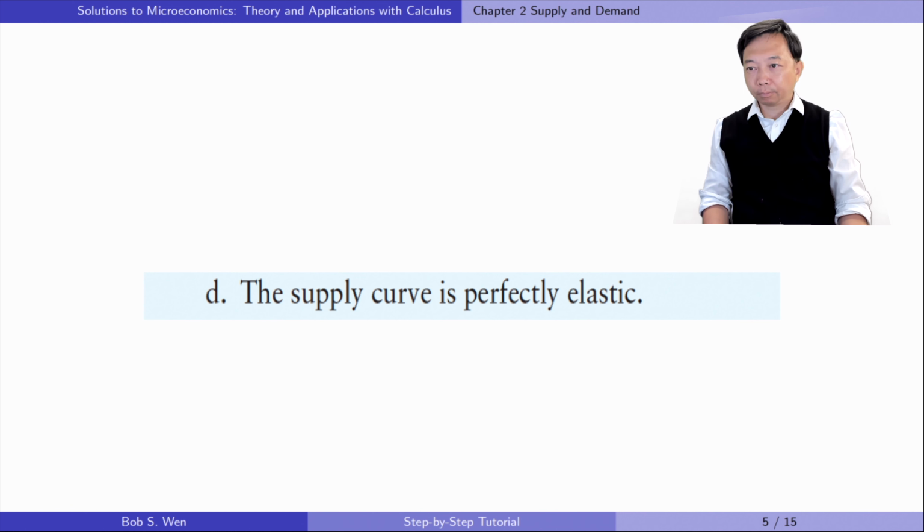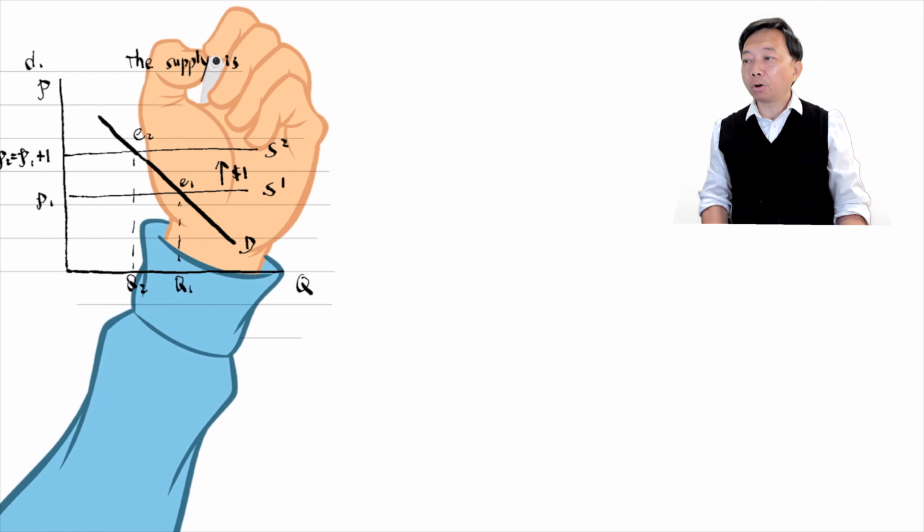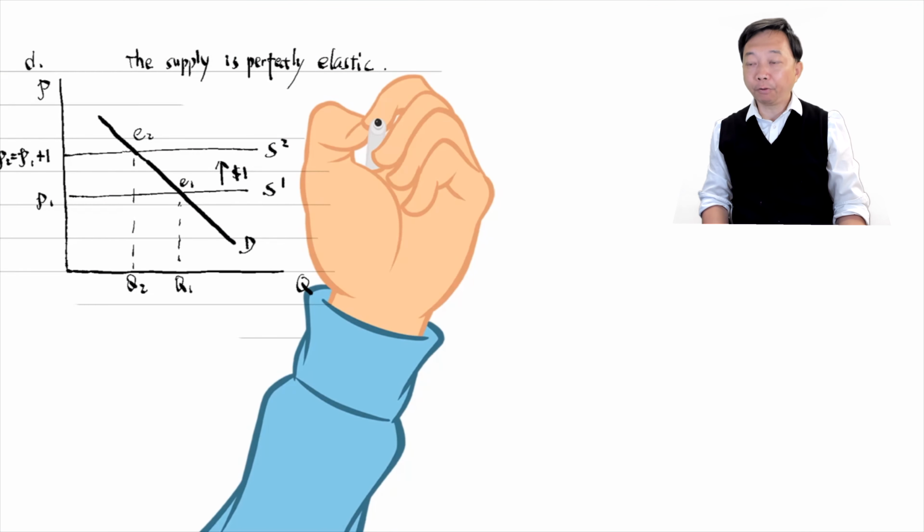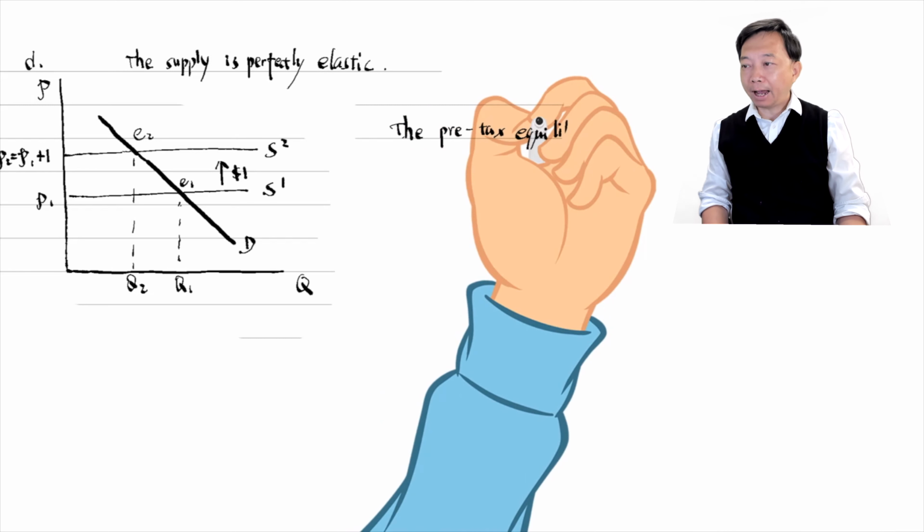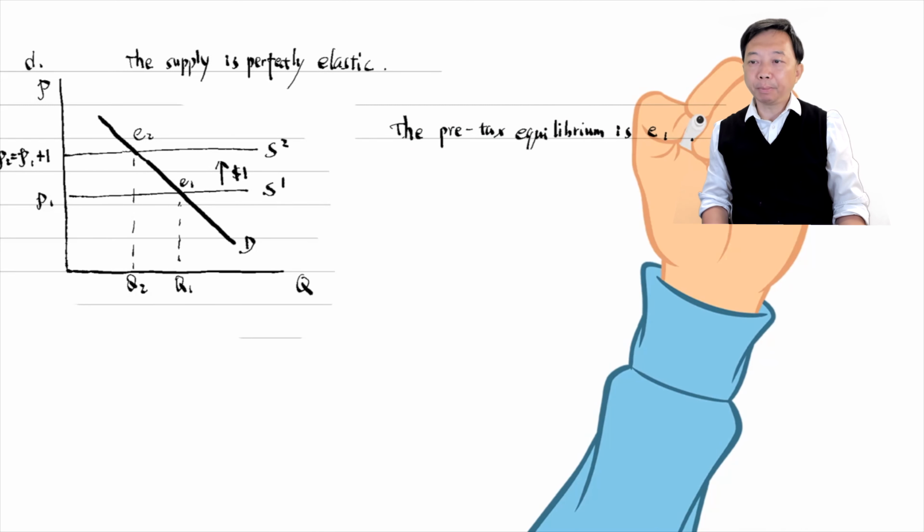In Part D, the supply curve is perfectly elastic. The perfectly elastic supply curve is horizontal at price 1 before tax. The intersection of the demand curve D and the pre-tax supply curve S1 determines the pre-tax equilibrium E1. Suppose the tax is imposed on firms. The specific tax shifts the supply curve upward by $1 from S1 to S2.